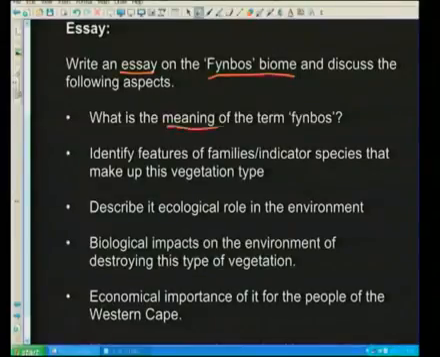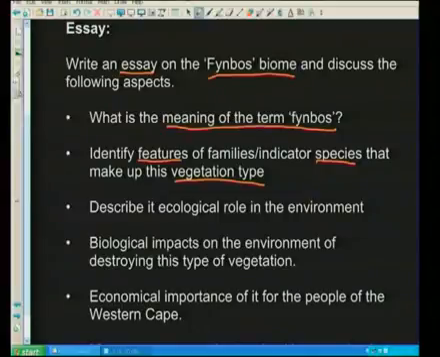So you have to read the essay over and over to make sure that you know what they actually want. Yeah, they give you the subheadings, so it makes it a little bit easier. All right, we're going to go through all the points, and then I'm going to help you to construct this essay. All right, it says, what is the meaning? So they first of all want the meaning of the term. So they want you to say, what does the word mean? Right, identify features of families or species that make up this vegetation type.